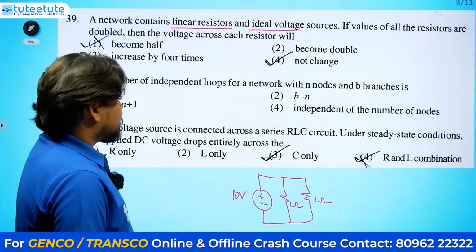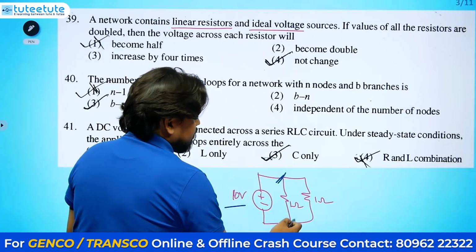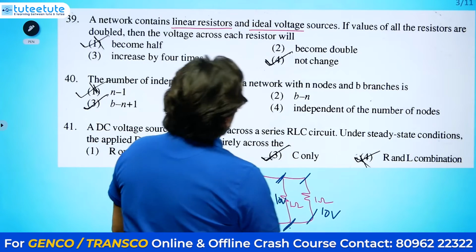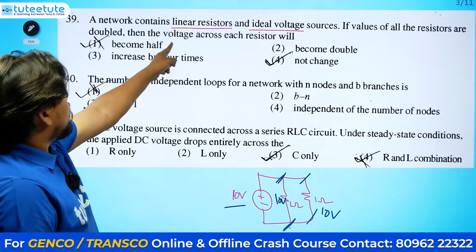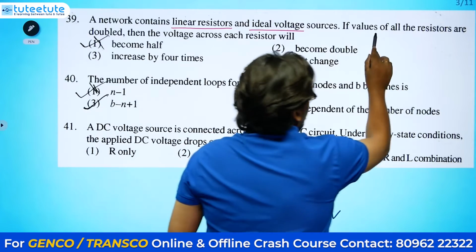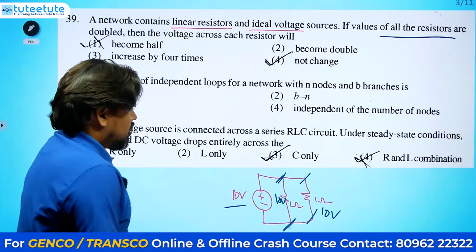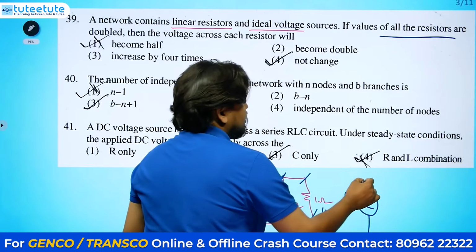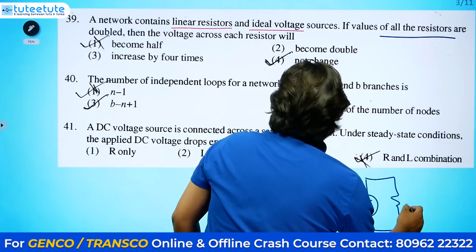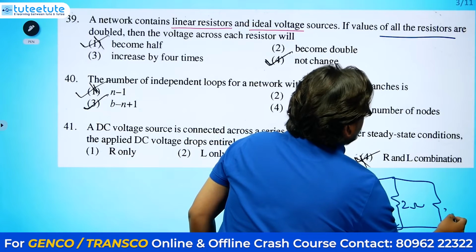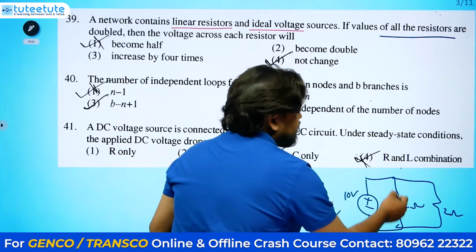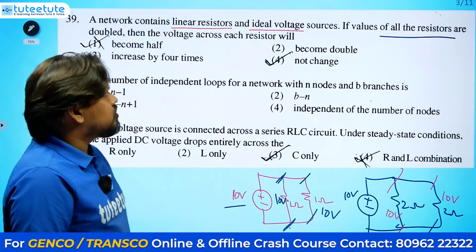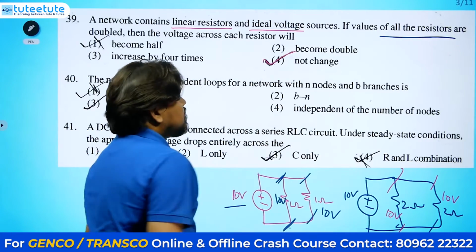Now if you check, the voltage between these two points is 10 volt. What they have asked is what the voltage across each resistor will be if the values of all the resistors are doubled. For the same circuit, with the same 10 volt voltage source, and here 2 ohms and here also 2 ohms, what is the voltage between these two? 10 volts only. So no need to do all these. If we have practice, then we can answer this directly.